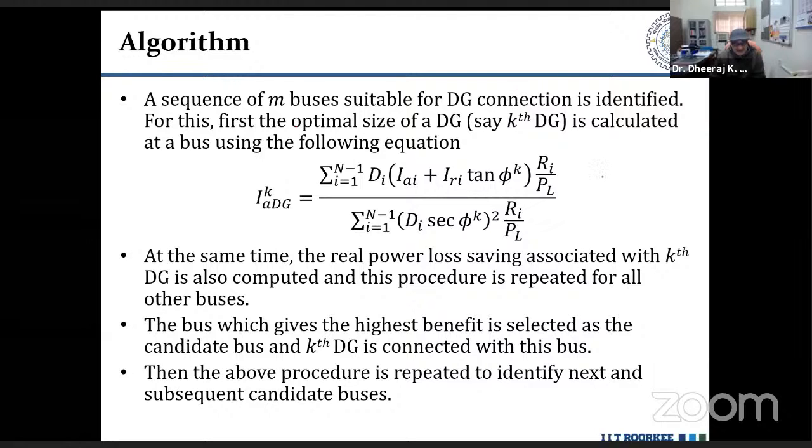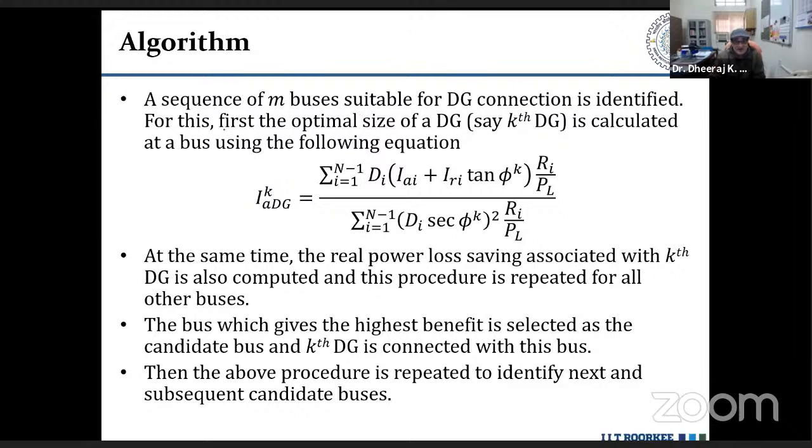So to use these expressions, this algorithm is developed. First we have to identify M buses, because generally M is very small, smaller than the number of buses in the system. Suppose we have a 50 bus system, it is not possible to allocate DG at all 50 buses. It can be hardly 2, 3 or 4. So first of all, we have to identify which 5 or 6 buses are suitable for DG placement.